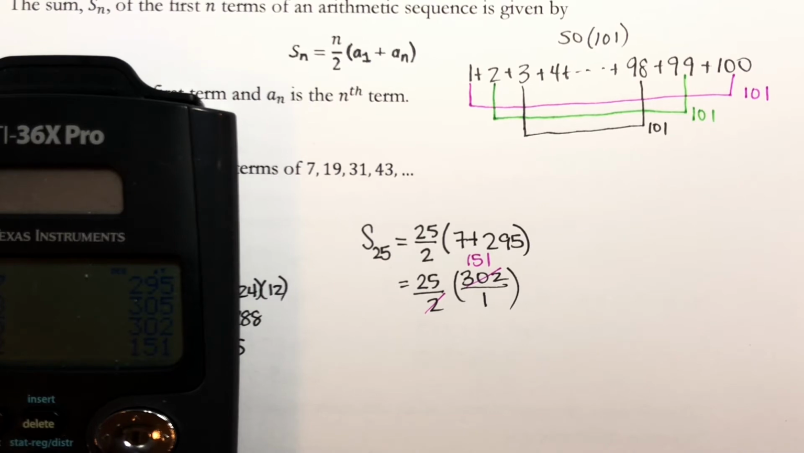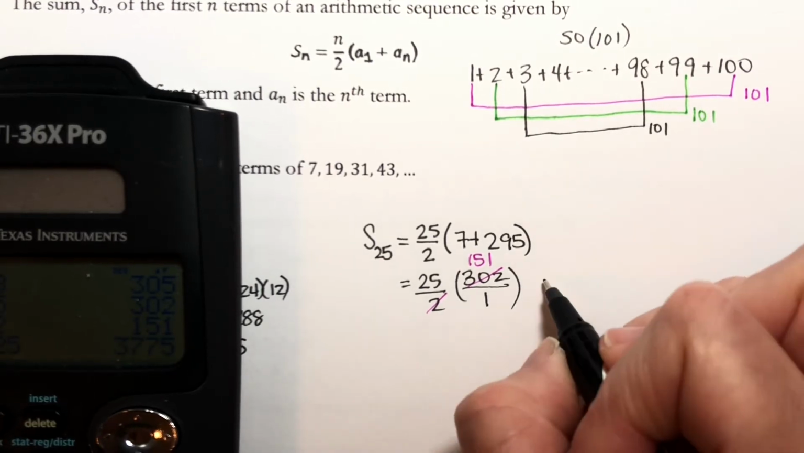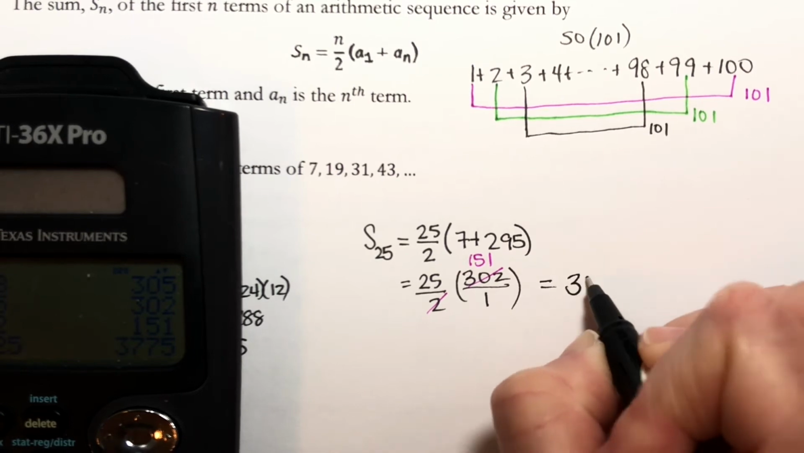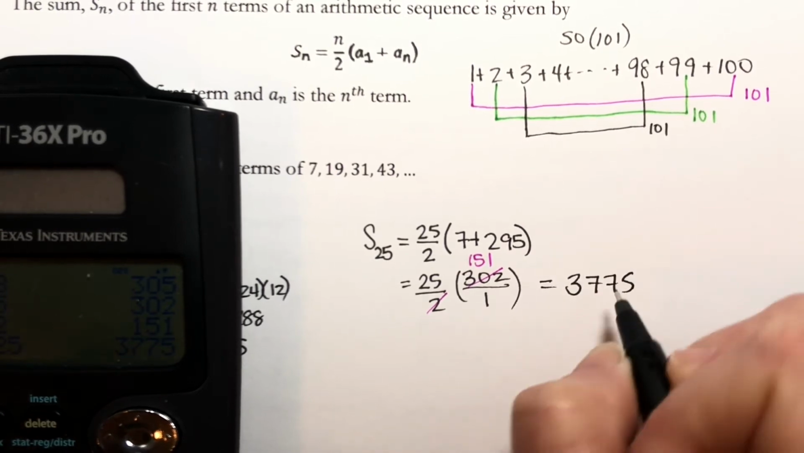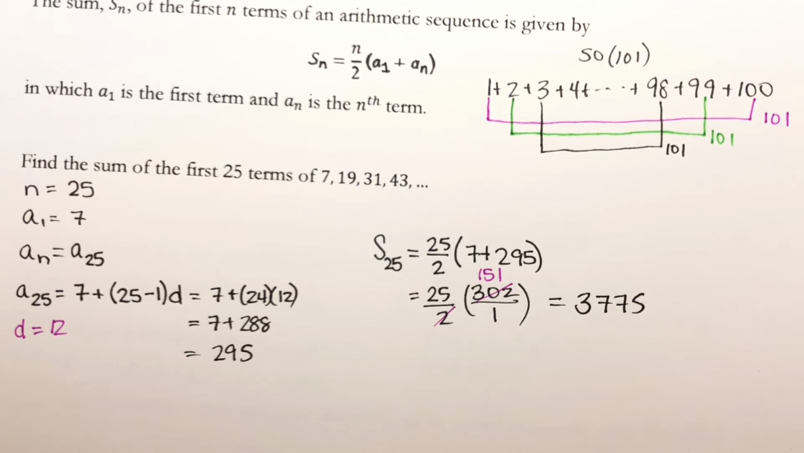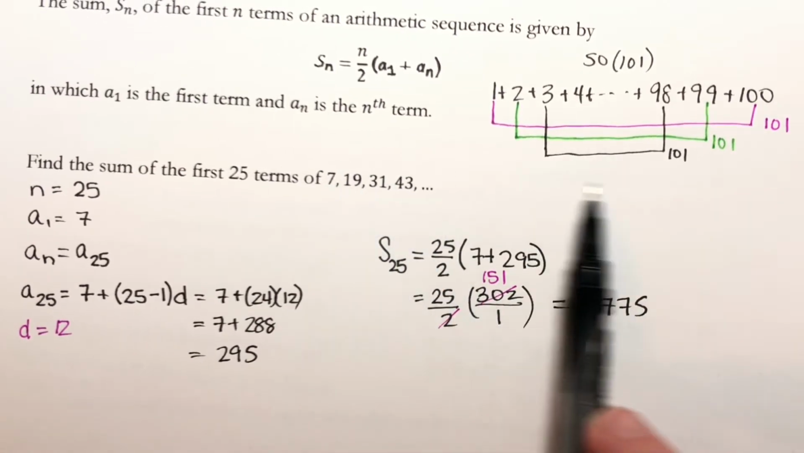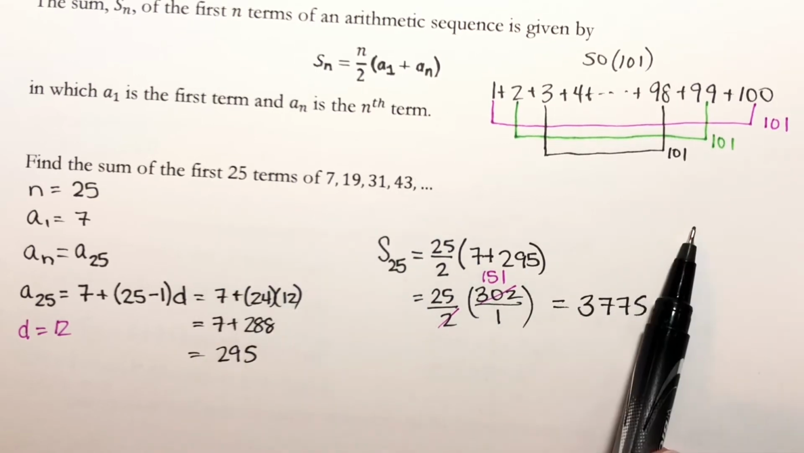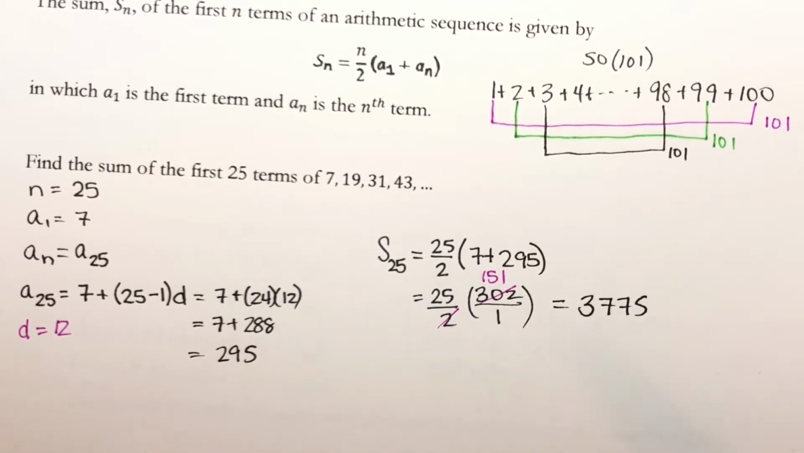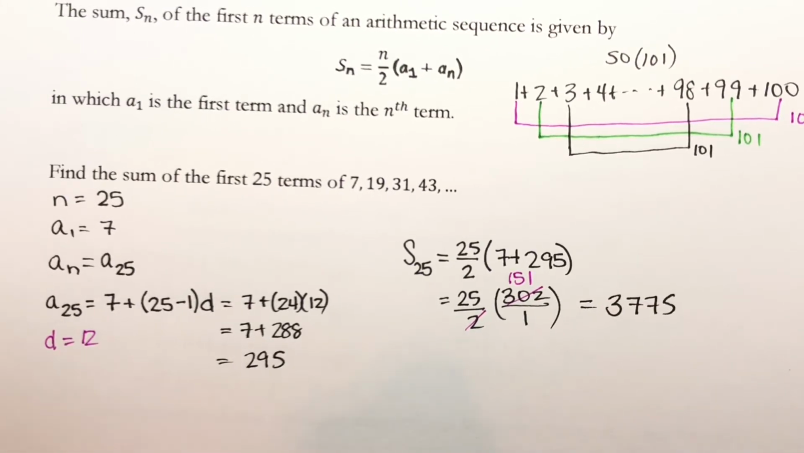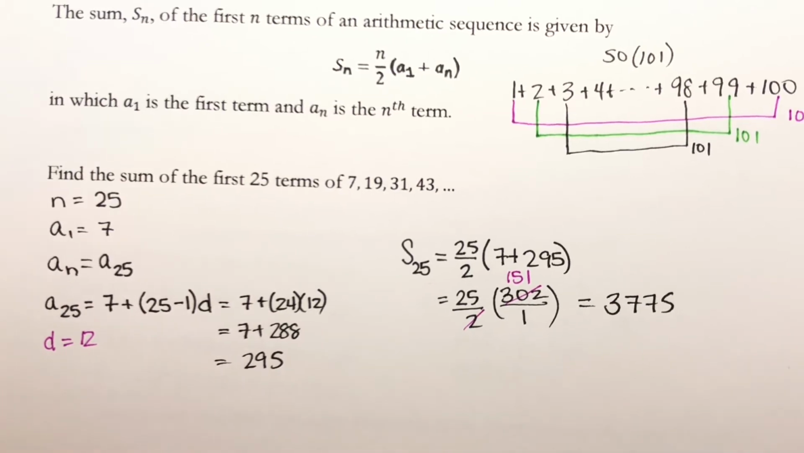So I end up with 25 times 151, and the sum should be 3,775. Now, if you wanted to, you could list all 25 terms and then add them all up, and you should get this. It should work. I'm not saying you really want to do that, but it should work. Okay?